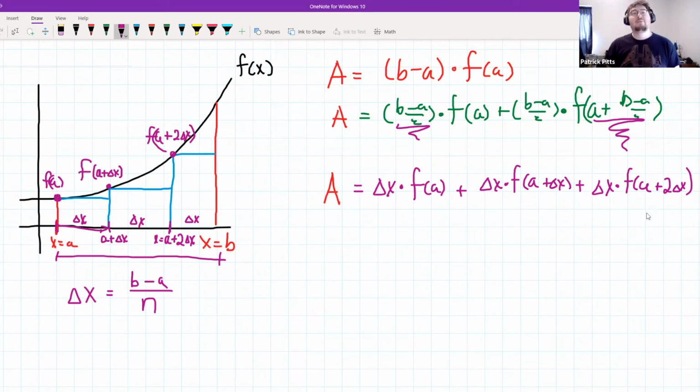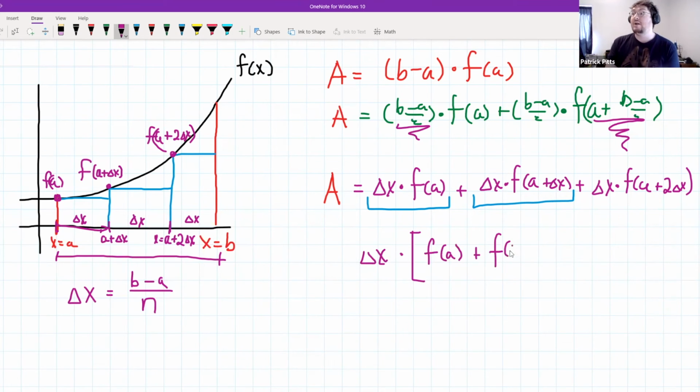Now, again, we could repeat this process forever. Okay, we can do 4 rectangles, we can do 10, we can do 1 billion. We can do this process forever. But there's a couple of patterns that we can notice in here that can make doing that big giant sum easier to work with. Notice how every single term is delta x times f of stuff. Well, we could factor that out. So this is delta x times f of a plus f of a plus delta x plus f of a plus 2 delta x.